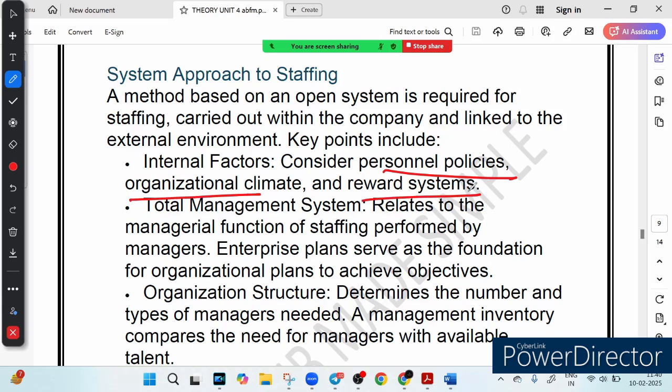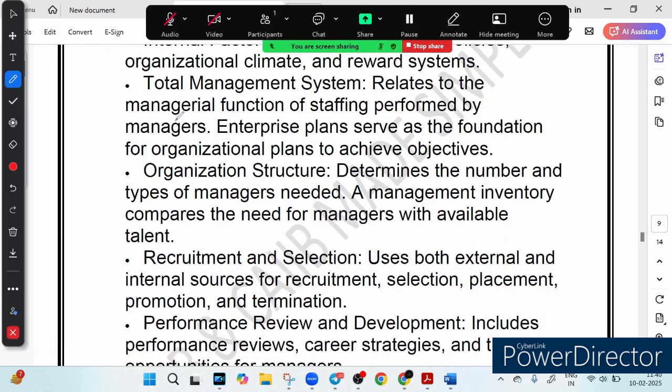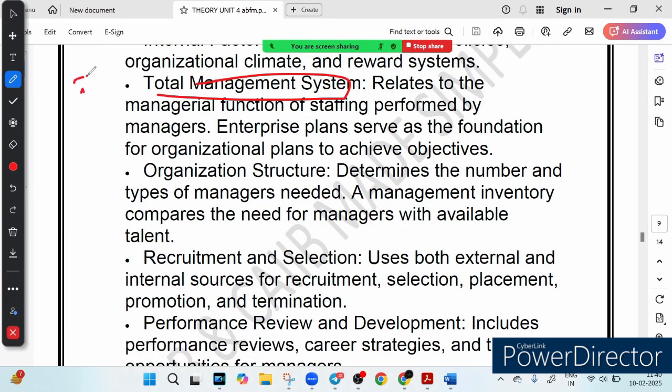And then we have something called total management system. It relates to the managerial function of staffing performed by managers. If we talk about this total management system, in short we call it TMS. So what is the meaning of this term TMS? TMS means the managerial function of staffing performed by the manager, right?